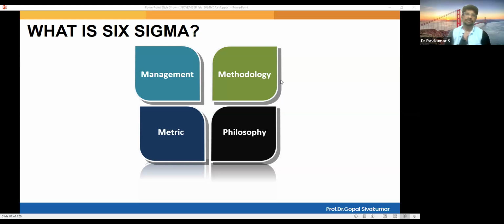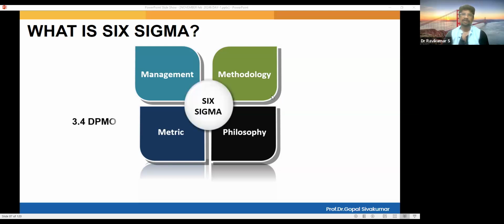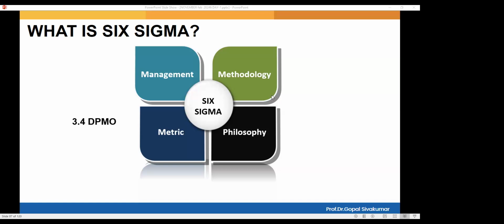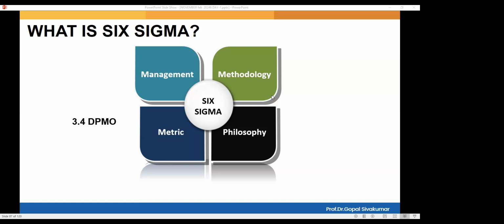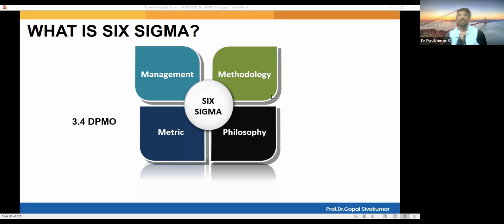Okay, guys. Now, what is this Six Sigma? You have known about this metric, right? What is Six Sigma in terms of metric, guys? 3.4 DPMO, right? What is DPMO? Defects per million opportunities. Already you have calculated this DPMO, so you are very clear what is DPMO and what is the impact of DPMO.